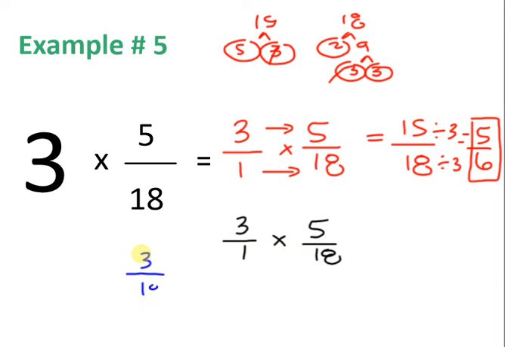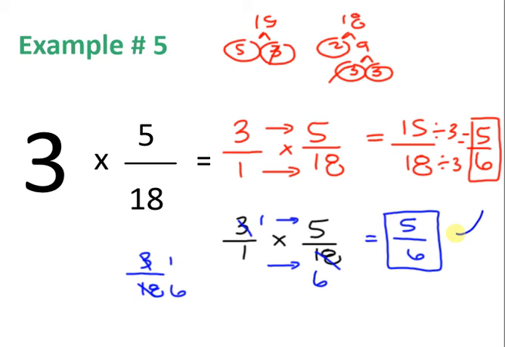3/18, I can simplify that to 1/5. That becomes a 1. That becomes a 5. Did I do that right? I did not. I'm sorry, not 1/5. 1/6. I'm sorry, because 3 goes into 18 6 times. Okay? And now, let's multiply straight across. 1 times 5 is 5. 1 times 6 is 6. And I got 5/6 without making factor trees, and that's the same answer as before.